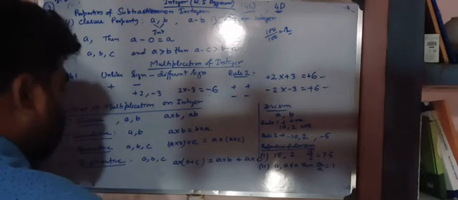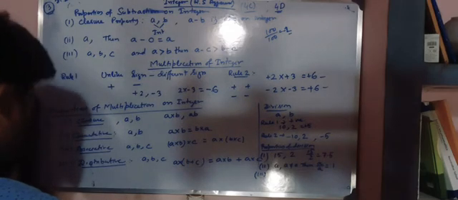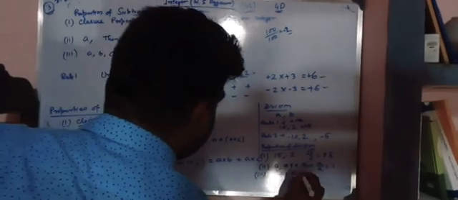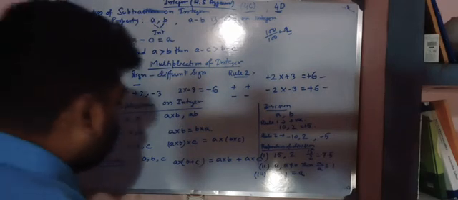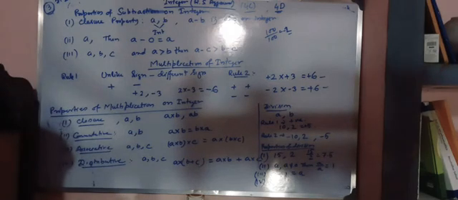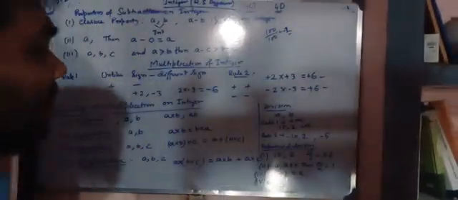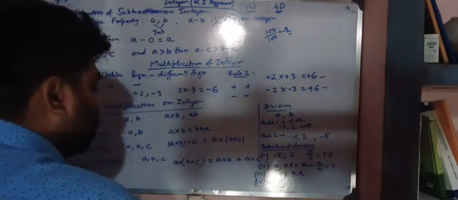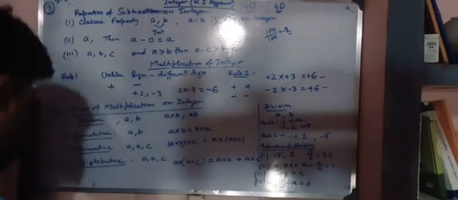Next, property number 3. If a is an integer, then a divided by 1 is equal to a. Understood? Next, property number 4. If a is a non-zero integer, we are taking a as non-zero, then 0 divided by a, how much should that be? 0.